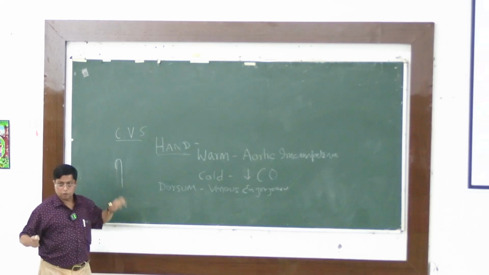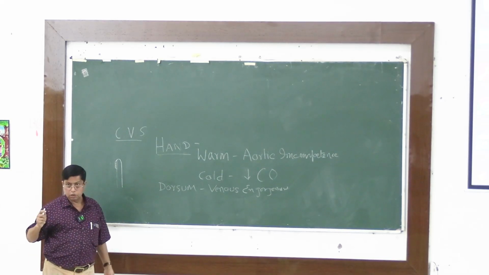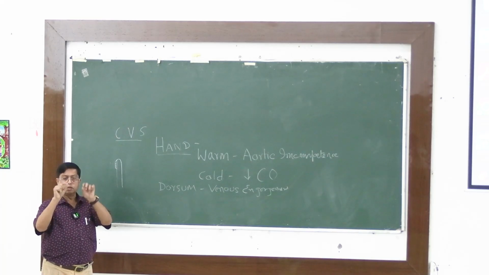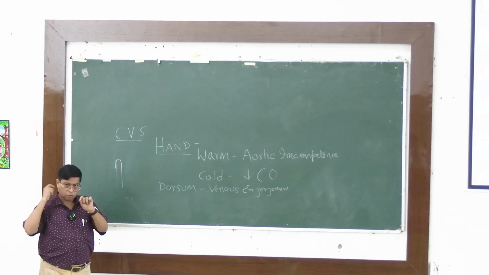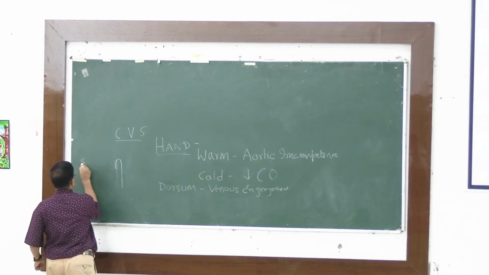Anyway, I'm trying to tell it more loudly. The splinter hemorrhage. Splinter hemorrhages you see in the undersurface of the nail. These are the features of subacute bacterial endocarditis.